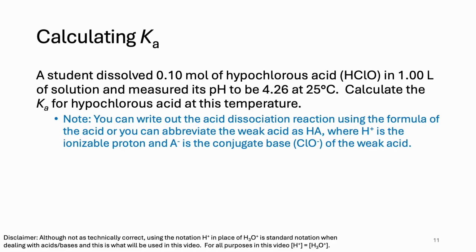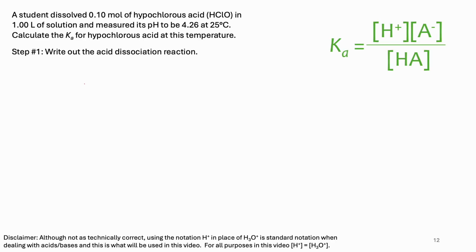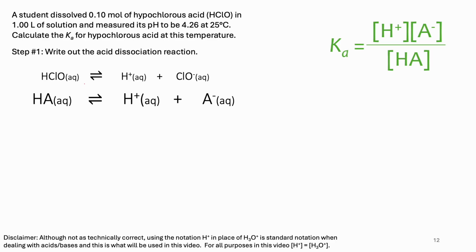So we can write out the acid dissociation reaction using the formula of the acid, or we can use our generic expression where we abbreviate the weak acid as HA, where H plus is our ionizable proton and A minus is the conjugate base of the weak acid, in this case, the hypochlorite ion. So our first step is going to be writing out the acid dissociation reaction. You can write out this reaction using the full formula of your acid, or you can use the general expression where you represent your acid as HA and the conjugate base as A minus.